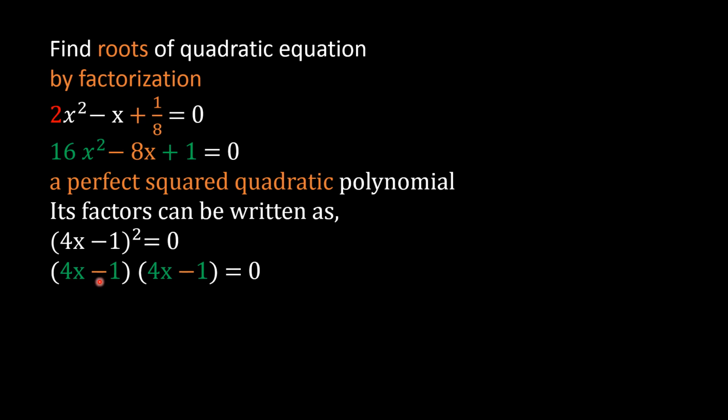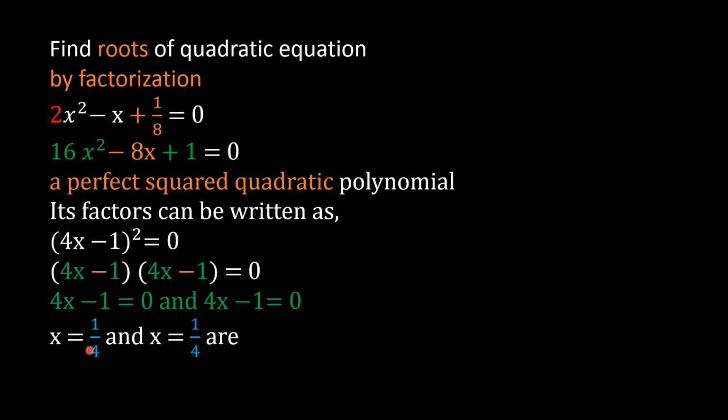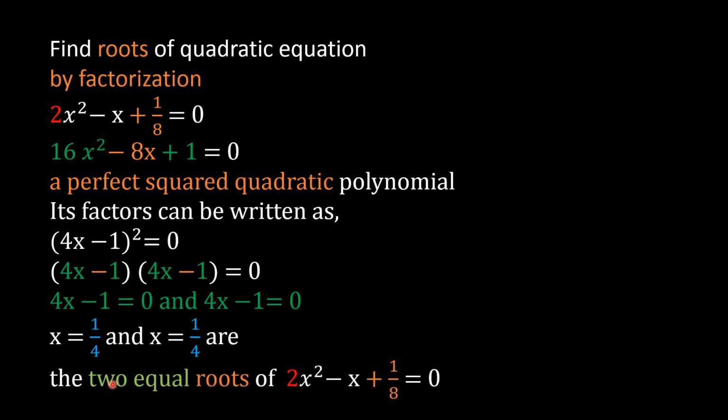So we can write 4x minus 1 multiplied by 4x minus 1, the two equal factors equals 0, which will be 4x minus 1 equals 0 and 4x minus 1 equals 0. It will give us x equals 1 upon 4 and x also equals 1 upon 4. That means two equal roots. So the two equal roots of this quadratic equation 2x squared minus x plus 1 over 8 equals 0 are 1 upon 4 and 1 upon 4.